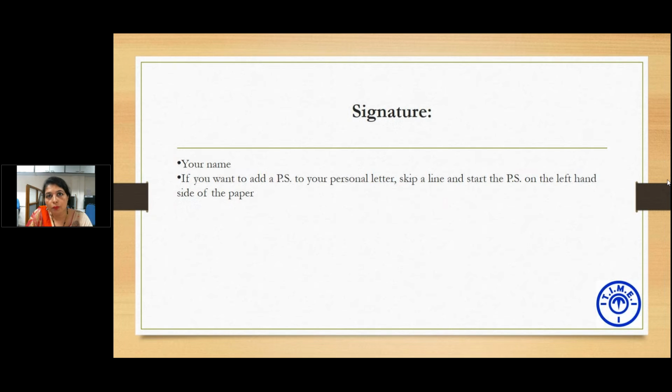And only then should you start the body. Please don't put the cart before the horse. Don't write the subject first and then start the salutation. The subject comes after the salutation. Fine?